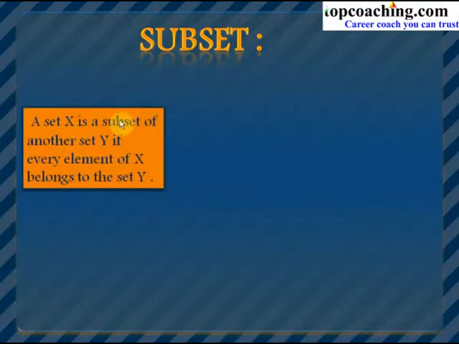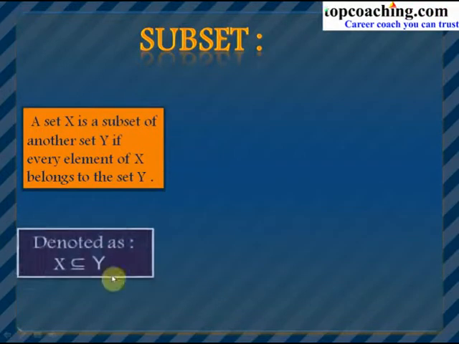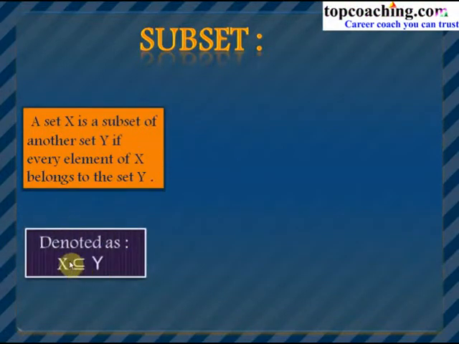Now let's see what is a subset. A set X is a subset of another set Y if every element of X belongs to the set Y. So if we have got two sets X and Y, and every element of the set X belongs to the set Y, that is, every element of X is also contained in the set Y, then X is a subset of Y. It is denoted this way. This represents that X is a subset of Y.